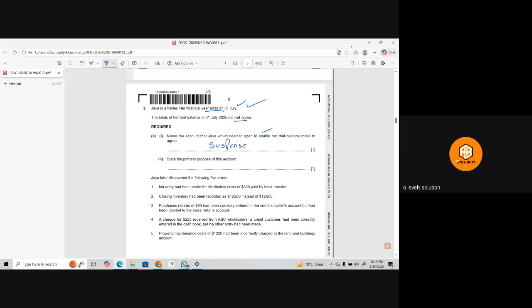Because we know that whenever the trial balance will not agree, just to make it agree, we have to open the suspense account. Then we have: state the primary purpose of this account. So the primary purpose is that we can simply hold the suspense account until the errors are discovered.